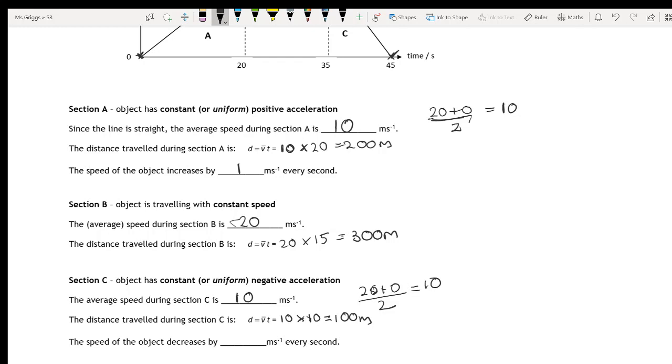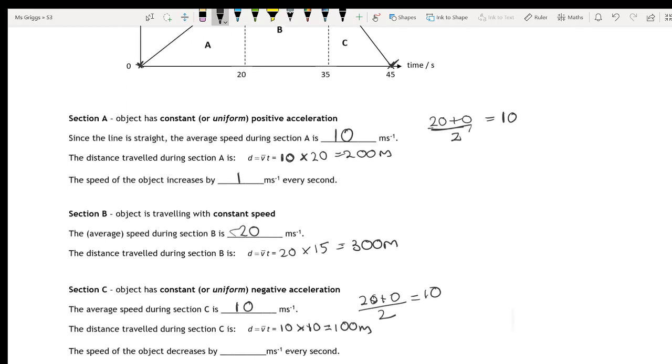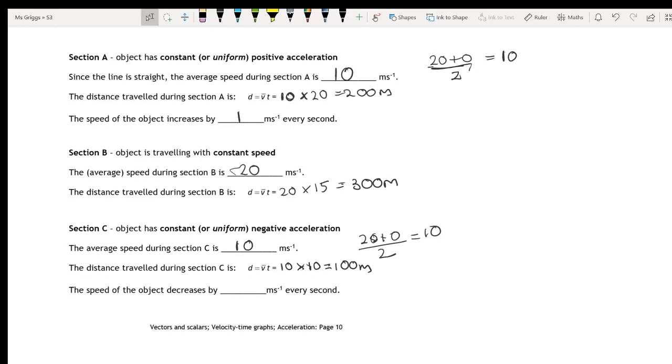And the speed of the object decreases by a certain meter per second every second, where it takes 10 seconds to decrease by 20. So it must be decreasing by 2 meters per second every second.